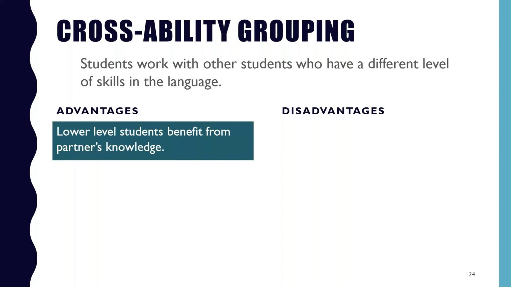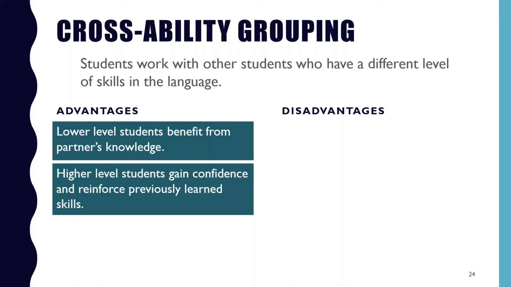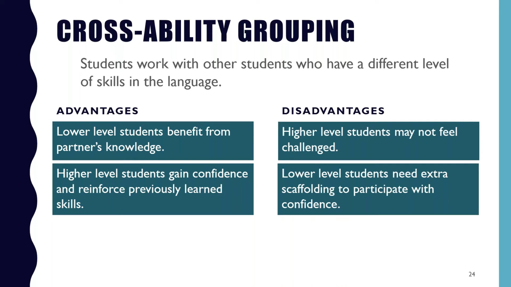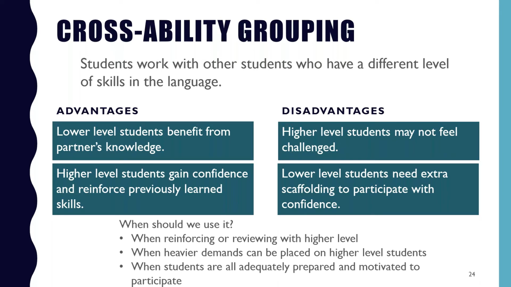So let's talk about cross-ability grouping. I think we as teachers use this a lot because it's kind of similar to the teacher-student relationship. So we have students work with students on a different level. In this case, lower level students benefit from their higher level partners' knowledge. The higher level students may gain confidence. The disadvantages might be that the higher level students feel bored or not challenged. The lower level students need extra scaffolding to participate with confidence.